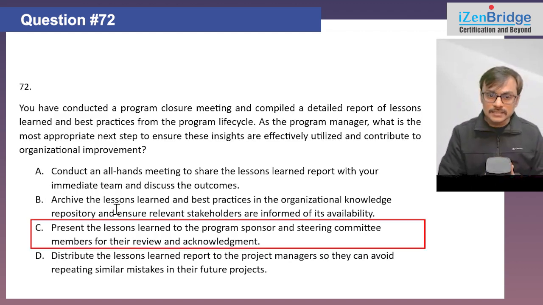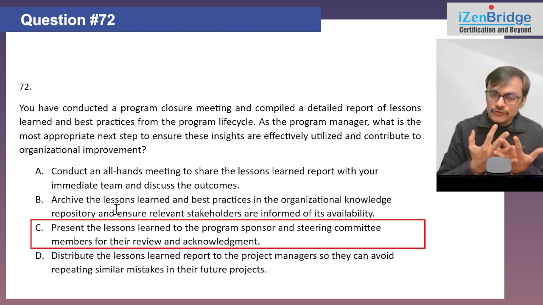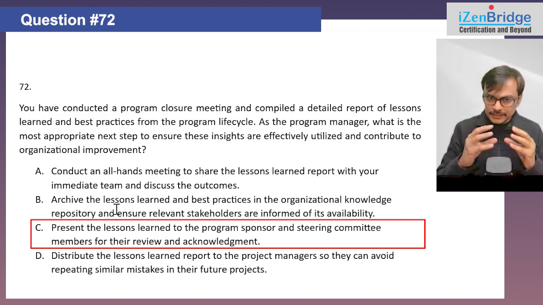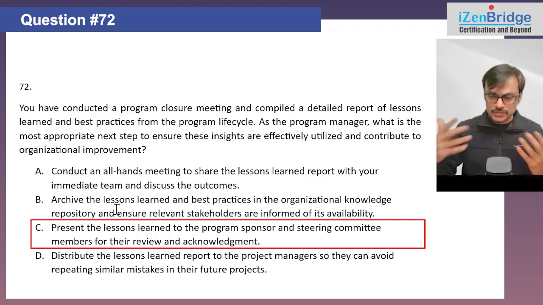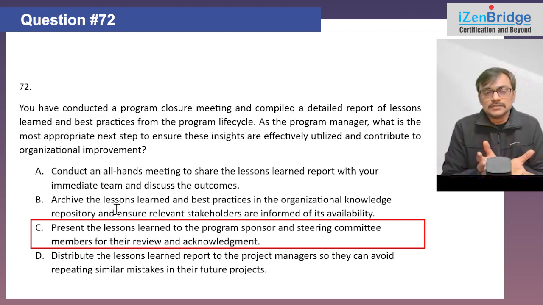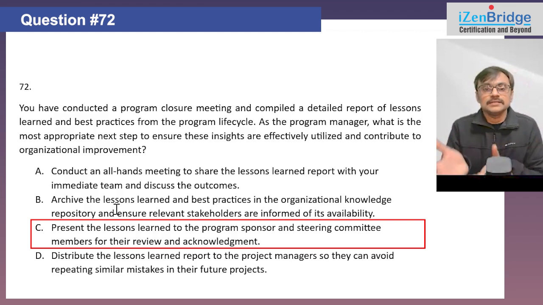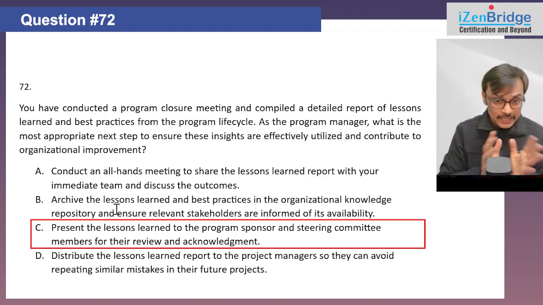Option C, present the lesson learned to the program sponsor and steering committee members for their review and acknowledgement. Not a bad idea, but at the same time, these are not the user of your lesson learns. We can definitely talk about our lesson learned in our program closer meeting, when we are showing the performance of the program. We can share those things before we take an approval for the overall closer. Yes, we can do that. But the purpose is not to make the lesson learned available for the future use. That was the question. So that way option C doesn't make sense here.